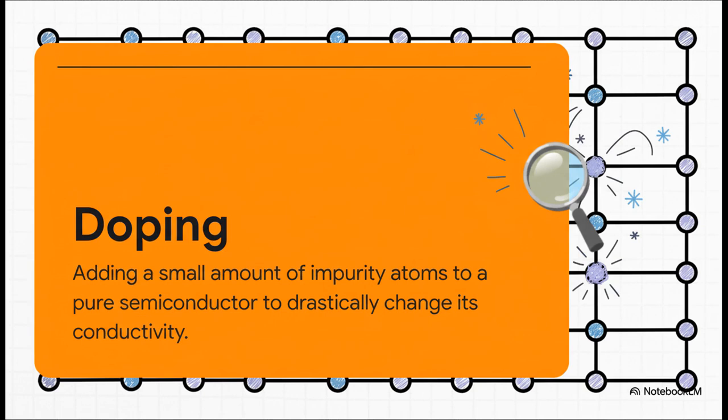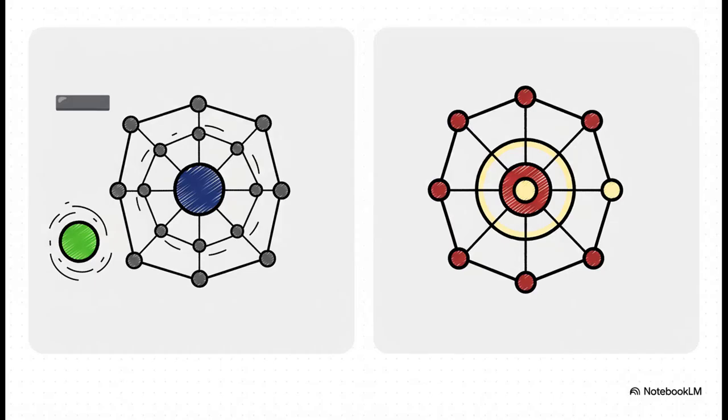We intentionally sneak in a tiny, very controlled amount of impurity atoms into that otherwise perfect crystal. And this one tiny change has an absolutely massive effect on how it behaves. And we can do this in two main flavors.